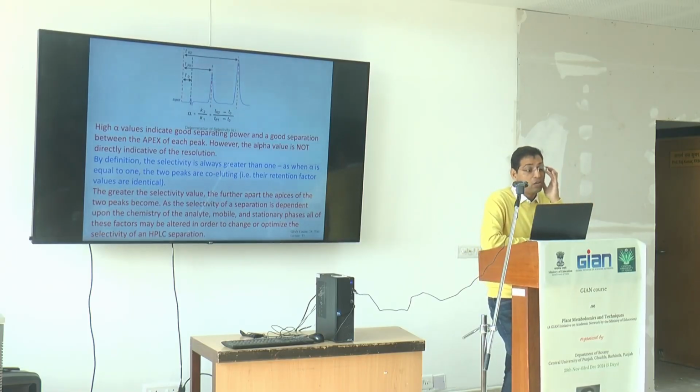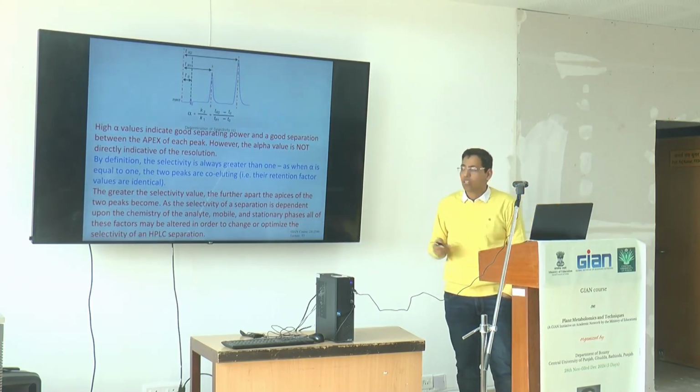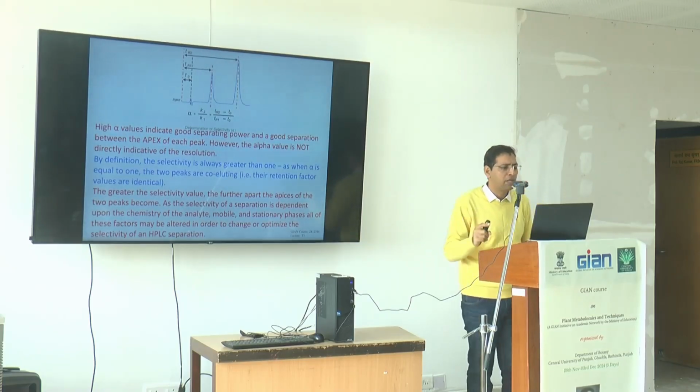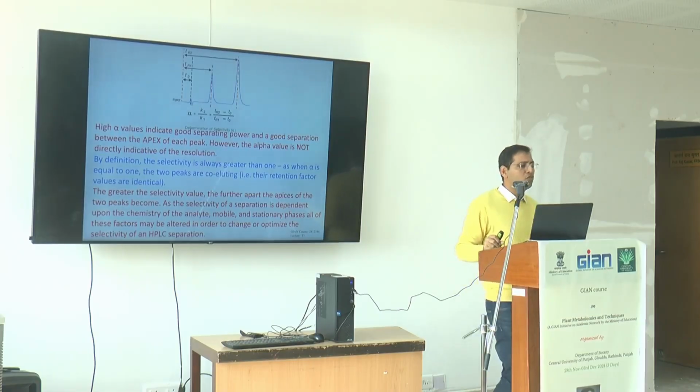So here you find out the two different peaks, and this separation factor is equal to K2 divided by K1. K2 is the retention time based upon total divided by the t0, and K1 is tR1 minus t0. So a high alpha value indicates good separation power and a good separation between the peaks actually. So by using this method, the selectivity is always greater than 1. Remember that, so alpha is equal to 1 at least.